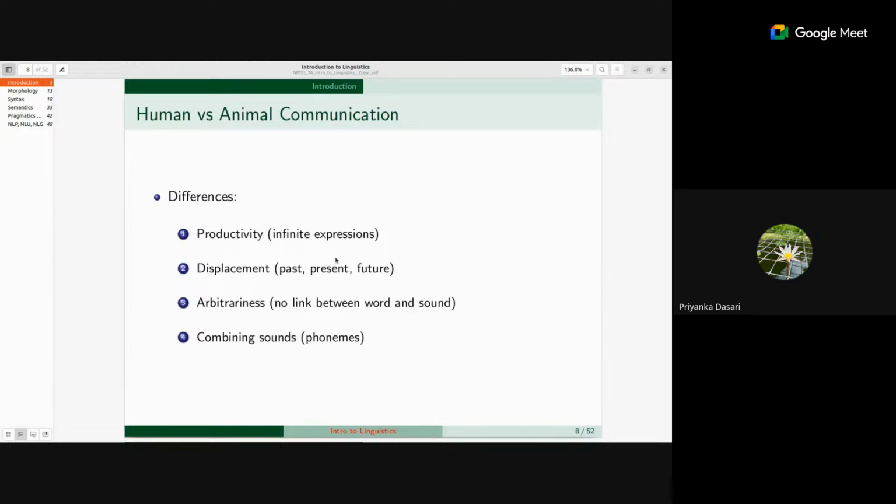So, some differences that can be found between human and animal communication. Displacement: what is displacement? Humans tend to speak about the past, present, and future as well. Arbitrariness: there is no link between the word and the sound, but we can still make sense through the context when we speak a language. And combining sounds, the phonemes. We'll talk about this in the coming sections.